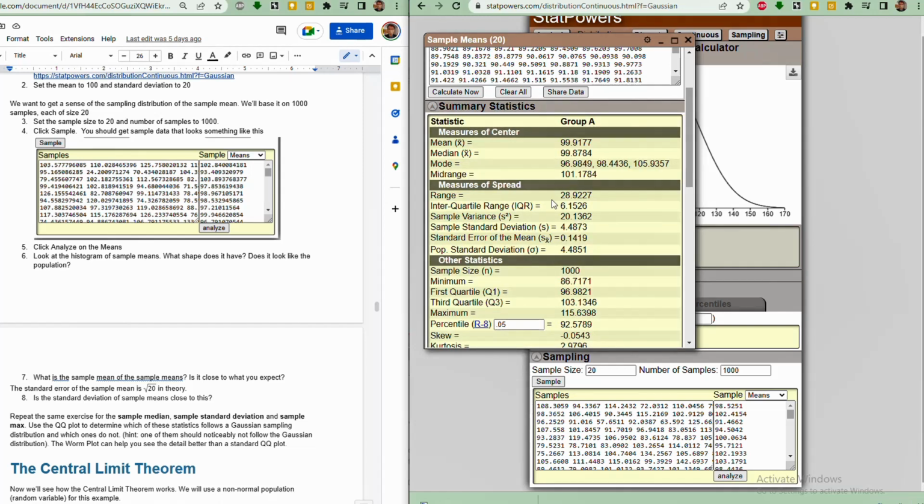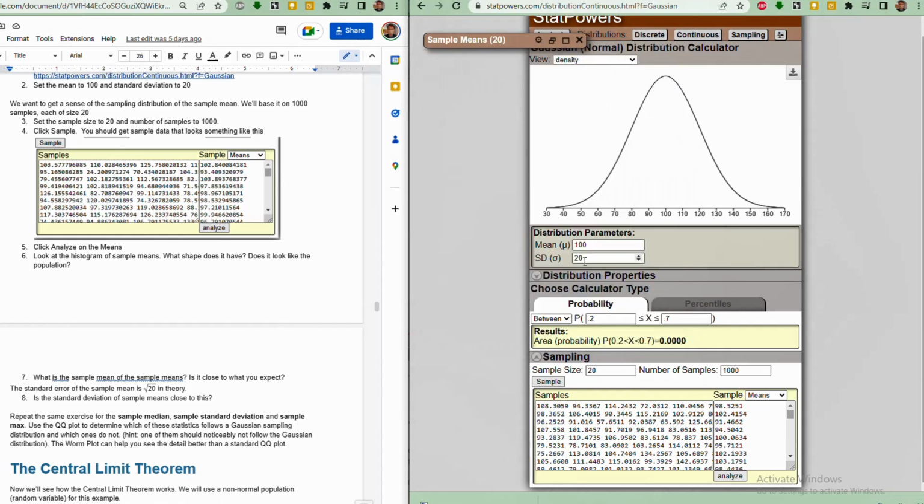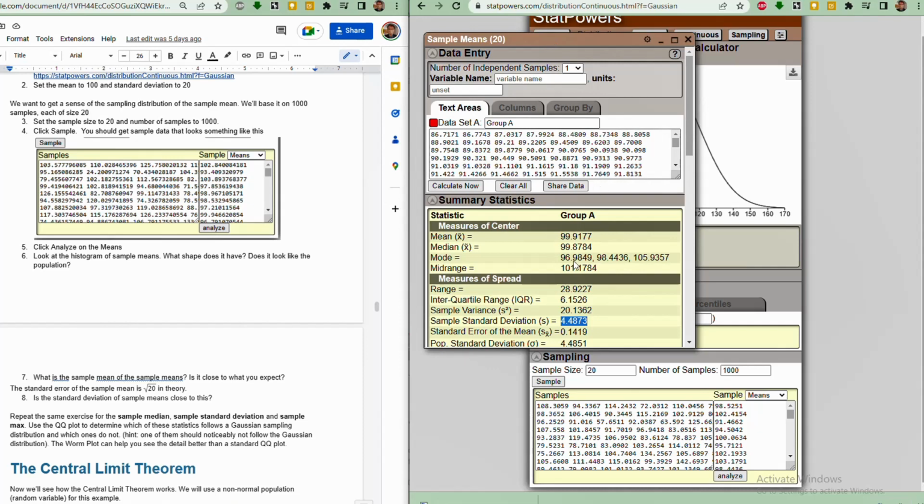And this is something that you'll see when you look at the statistics. So here I have a mean of 99.9177, very close to 100. And I have a standard deviation of 4.4873, rather than the population, which, recall, had a standard deviation of 20. The reason for that is there's a formula that controls the standard deviation of the sample mean: you take the population standard deviation and you divide by the square root of the sample size. Now the square root of 20 is about 4.5 or so.